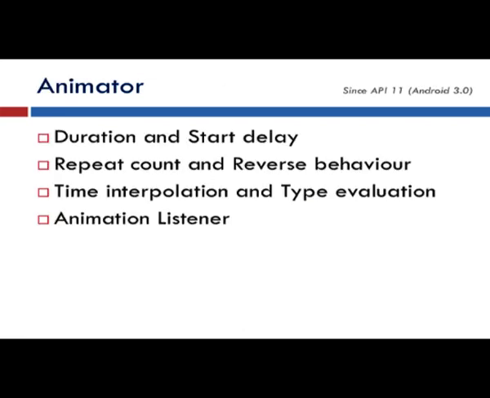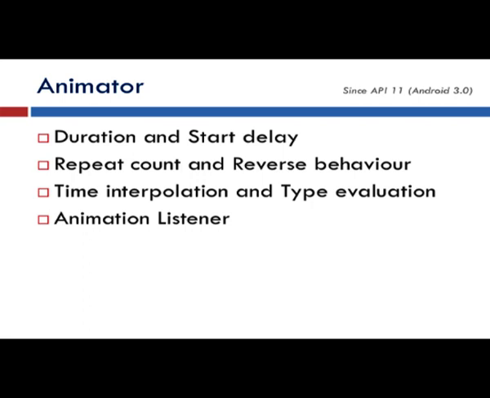First of all, what are the things that we can specify inside the animator? The first are the duration and the start delay. We specify the duration in number of milliseconds, and the start delay also in milliseconds. Then we can specify the repeat count, that is how many times the entire animation is repeated, and the reverse behavior, if we want to animate in reverse. For example, if we are translating from 0 to 500, we can also specify that it translates back from 500 to 0.